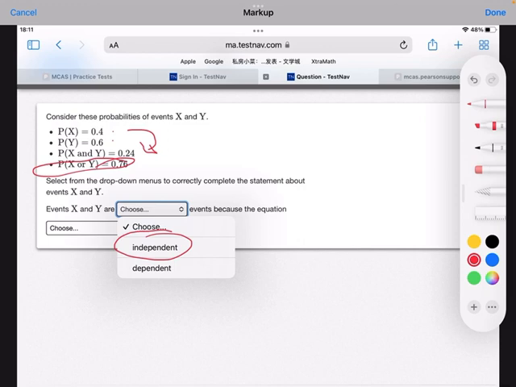And I think we did this. I want to say we did this last year too. But yeah, that's the hard and fast rule: if they multiply together, independent. If they don't, dependent.